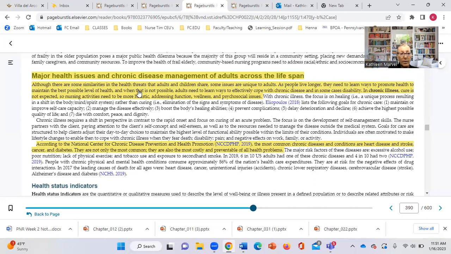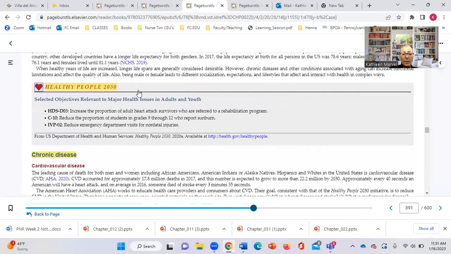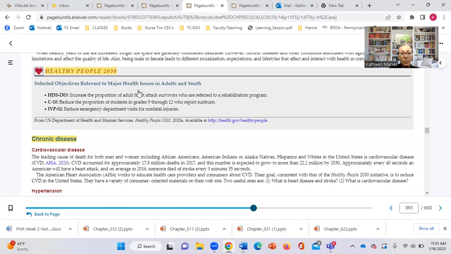We know the chronic disease, there's no cure, right? So our focus as nurses is more on the holistic, helping them maintain their independence and helping them through psychosocial issues. Okay. And then it goes through, there's your healthy people. And this chapter, it's related to objectives relevant to major health issues in adults and youth.